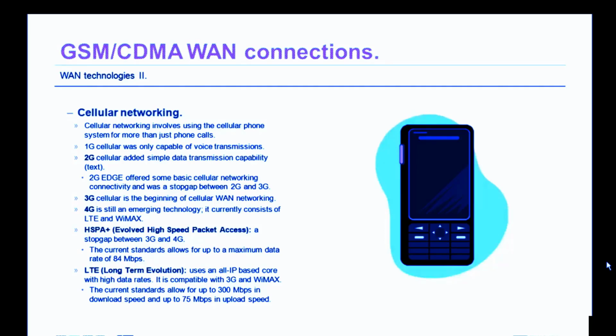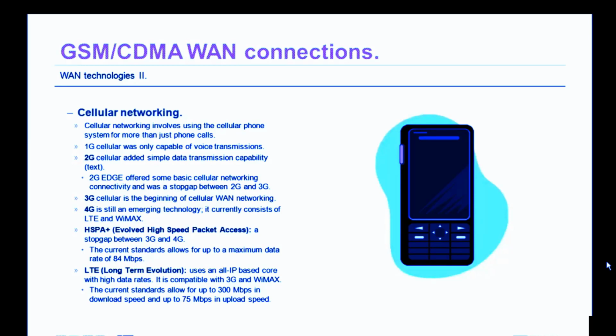2G Edge offered some basic cellular networking connectivity and was a stopgap measure between 2G and third generation cellular. 3G cellular is the beginning of cellular WAN networking. It's giving way to 4G cellular, which is still an emerging technology. 4G currently consists of both LTE and WiMAX. As a special mention, we need to talk about Evolved High-Speed Packet Access, which is HSPA+. It was a stopgap between 3G and 4G networking.